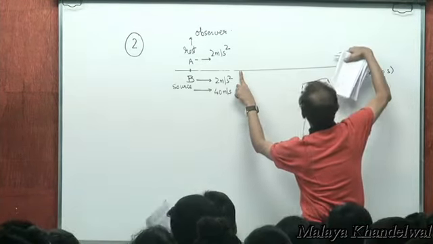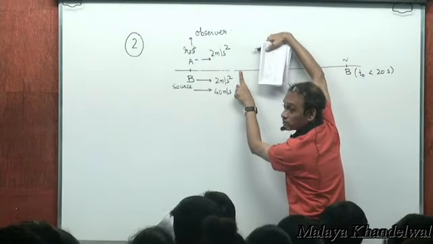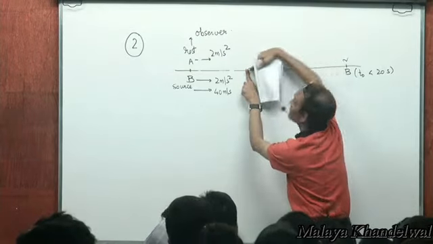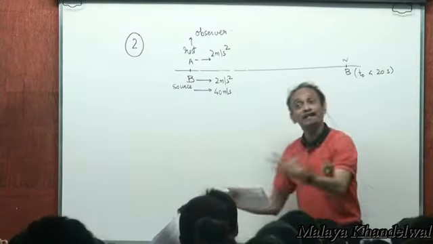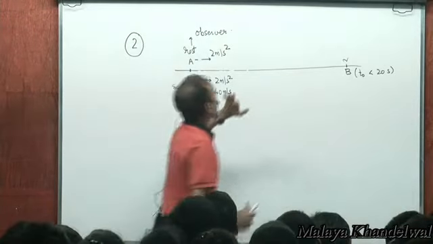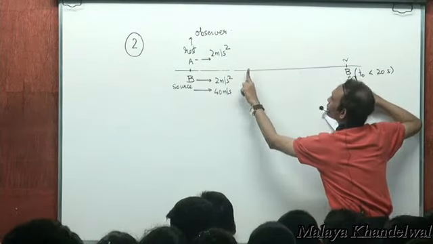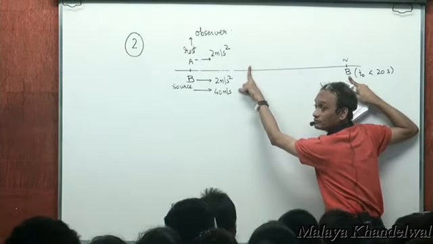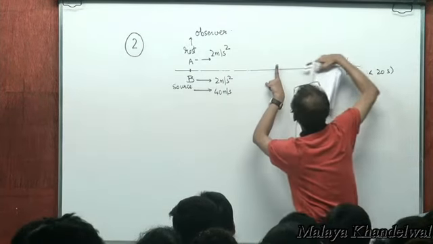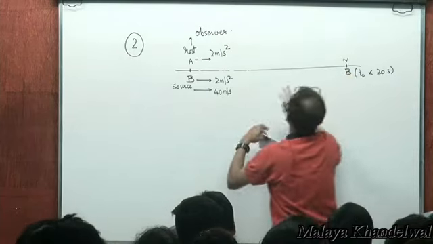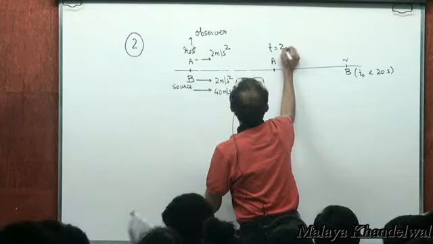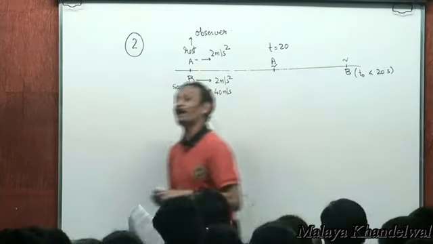A was here. The pulse then started to move backwards. It moves in all directions, but to intercept A, that portion of the pulse must have traveled this way, at a velocity equal to the velocity of sound. So when B was here at t equal to t naught, A was somewhere behind. The pulse from B continues to move this way, and at t equal to 20 seconds, the pulse was received by A, the observer.